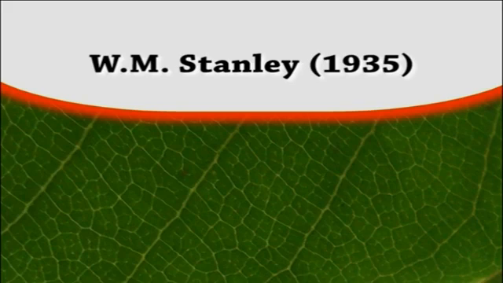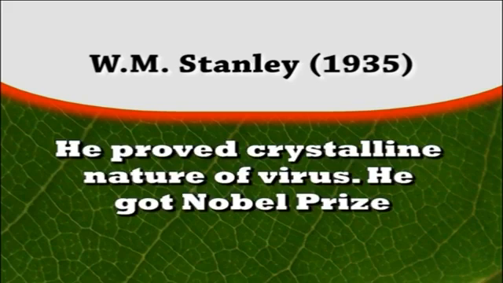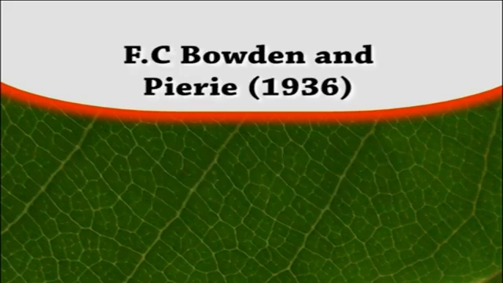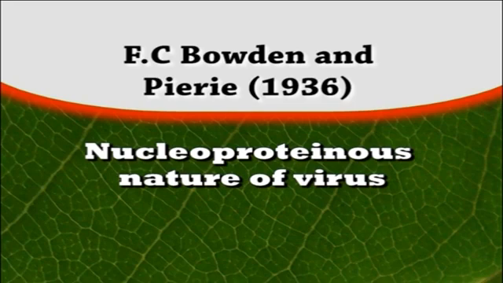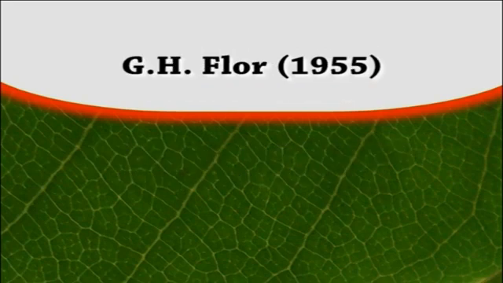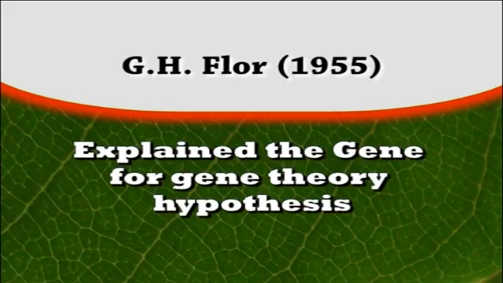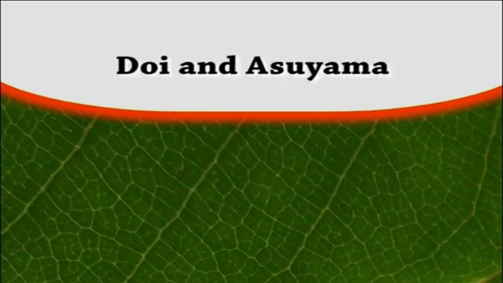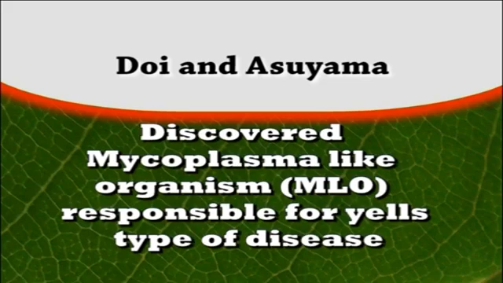Next is W. M. Stanley, 1935. He proved the crystalline nature of viruses, and he also got the Nobel Prize. F. C. Bawden and Pirie in 1936 proved the nucleoproteinaceous nature of viruses. H. H. Flor, 1955, explained the gene-for-gene hypothesis. Last are Doi and Asuyama. They discovered the mycoplasma-like organism, also called MLO, responsible for yellows type of disease.